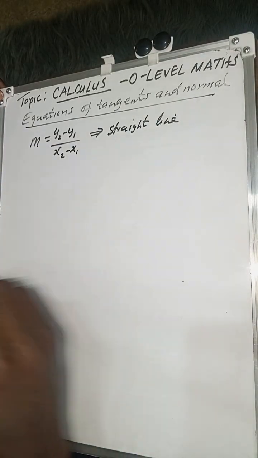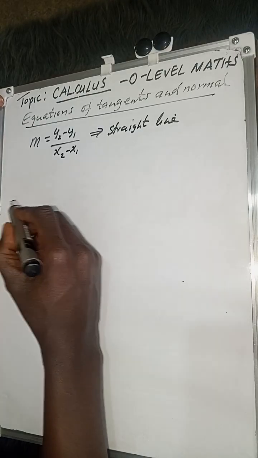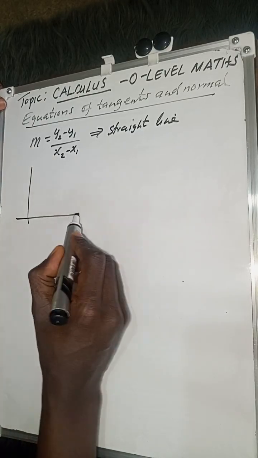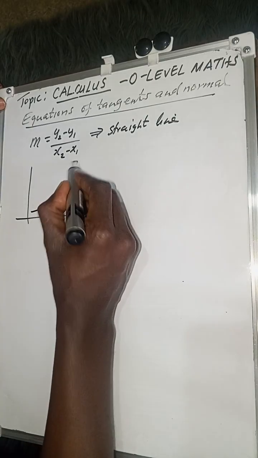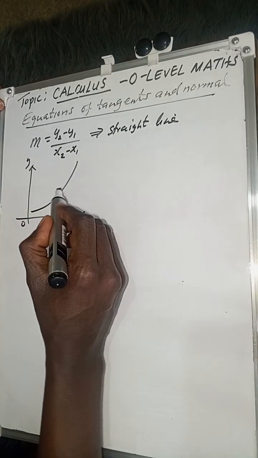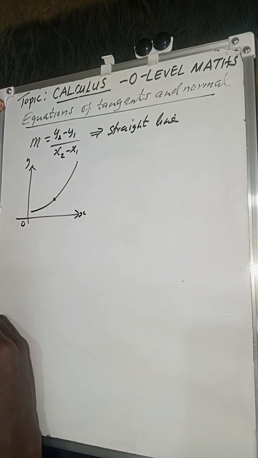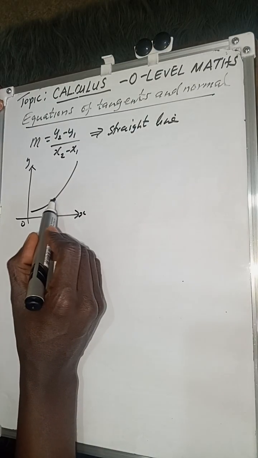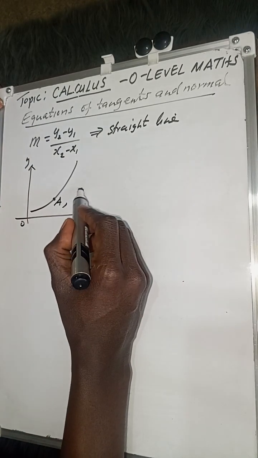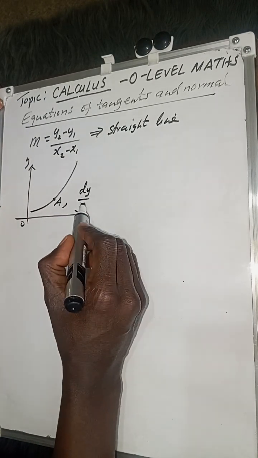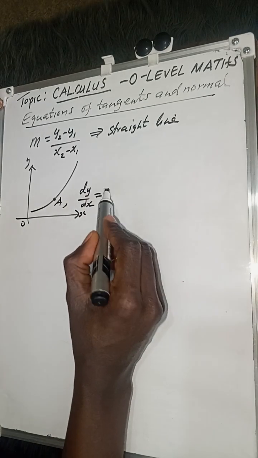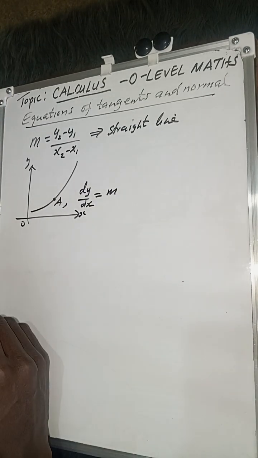But if you are dealing with finding the gradient of a curve, for example, if you have a curve and you want to find the gradient of the curve at any one particular point, for example, maybe this point here I've labeled A, how do we find the gradient? Well, we find the derivative dy over dx. So our gradient m is actually given by dy over dx.